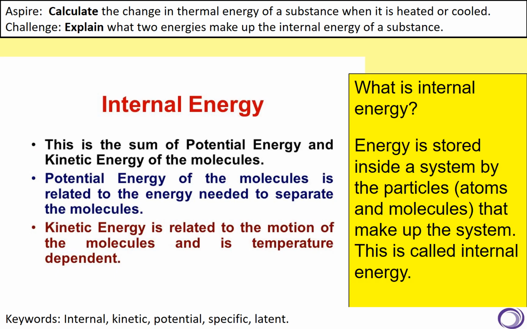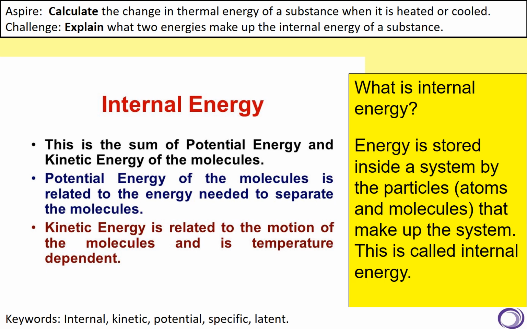The first bit then, internal energy. Internal energy just describes the total of the potential energy in a substance and the kinetic energy. We talked in a previous lesson about particles moving around in a gas. They have kinetic energy, so it's that kinetic energy and the potential energy. The potential energy is the energy needed to separate the molecules, kind of break the bonds. So it's the energy inside those bonds, and the kinetic energy is the motion of the particles.